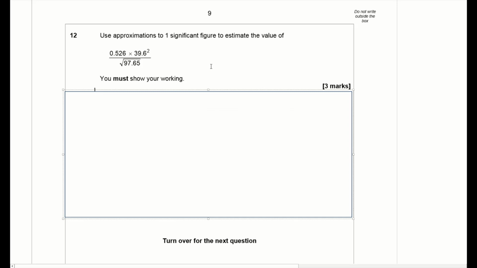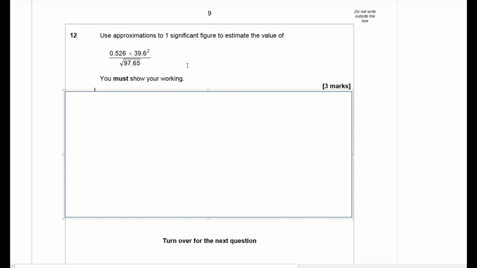Okay, so remember, when you are rounding a number to one significant figure, you are reading left to right, and you only start counting significant figures when you've gone past all of the zeros. So that is a common thing that they test you on in this particular question.